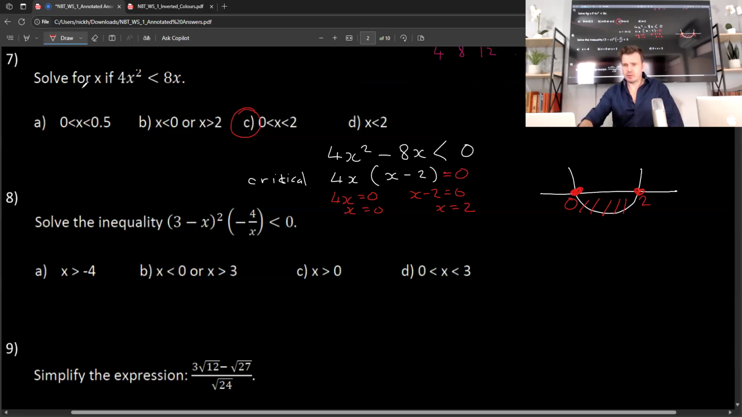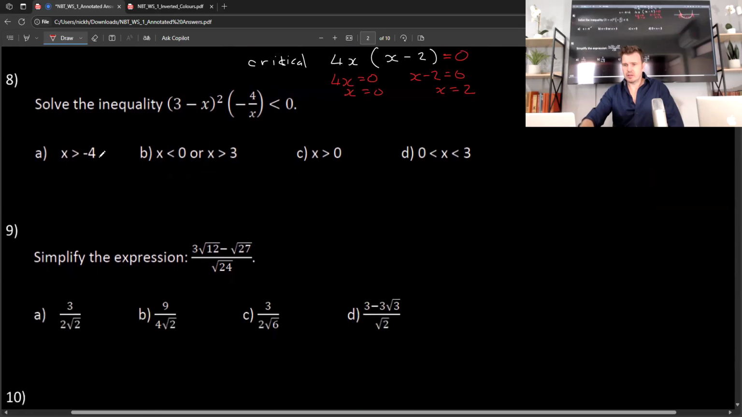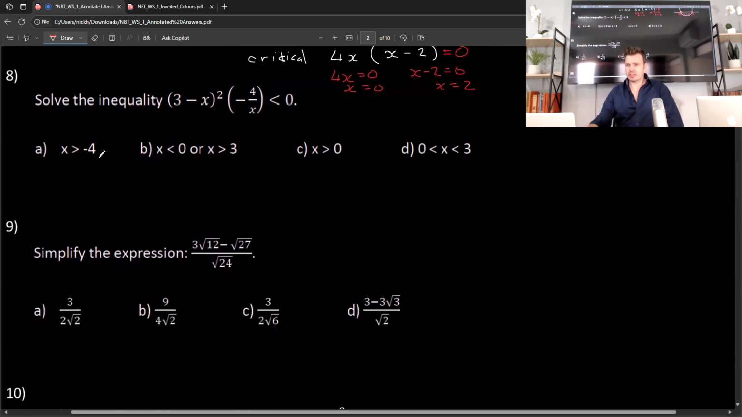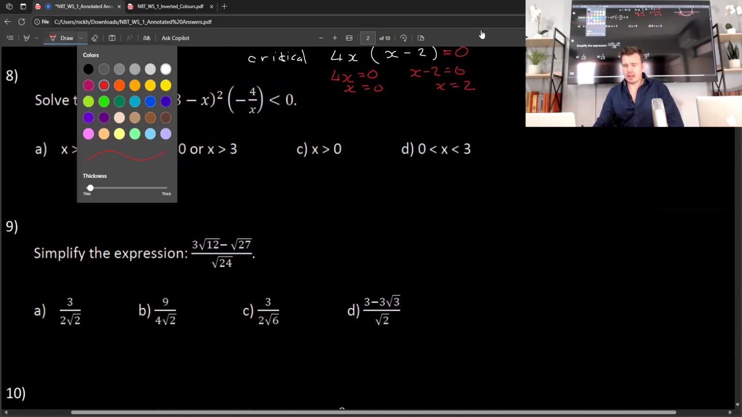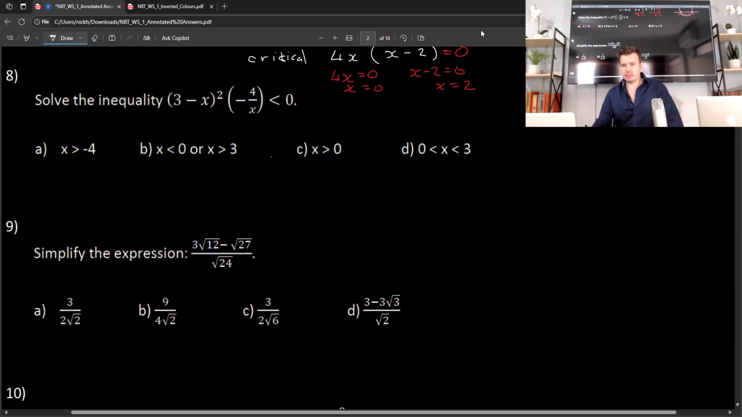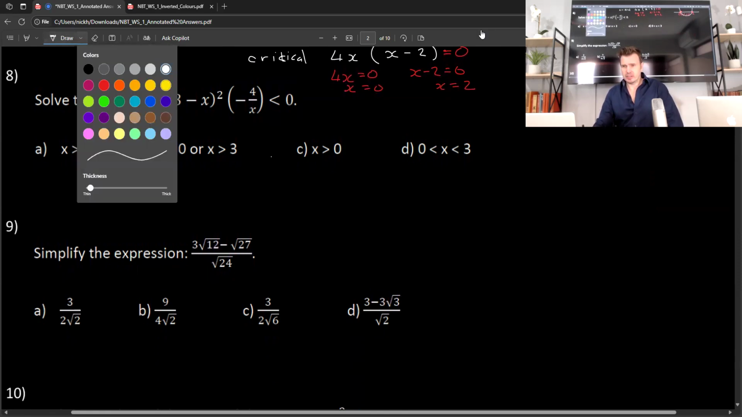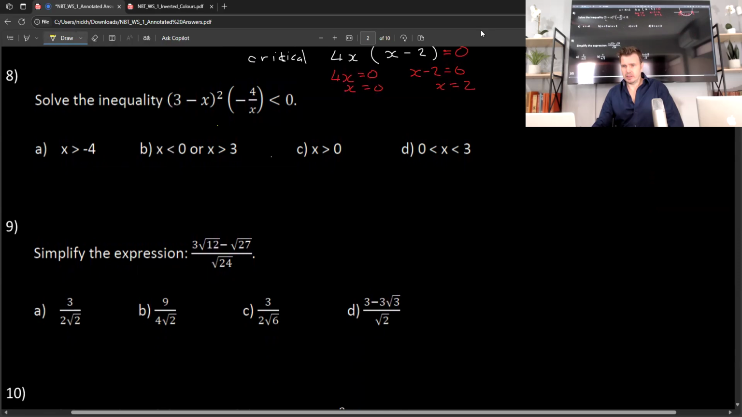All right, solve the inequality, 3 minus x squared, minus 4 to the x. Okay, so once again, take out your pen and papers, pause the video if you want, and see if you can do this yourself. Because some of them may look easier when you see me do them, but try and do them yourself.